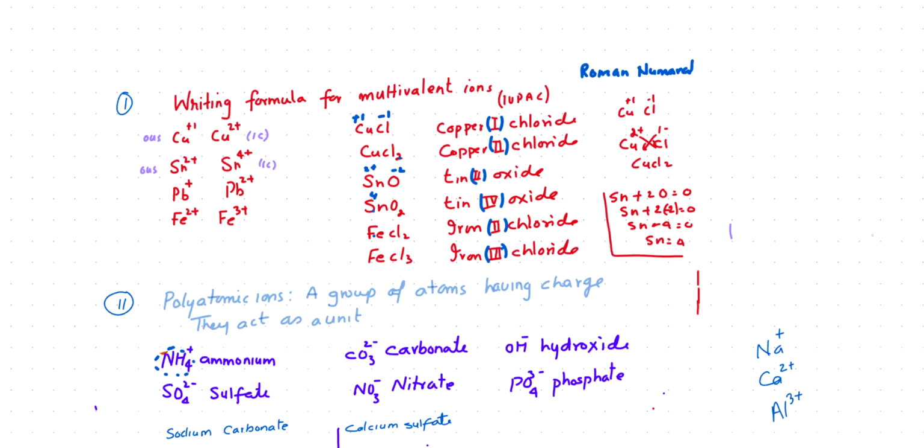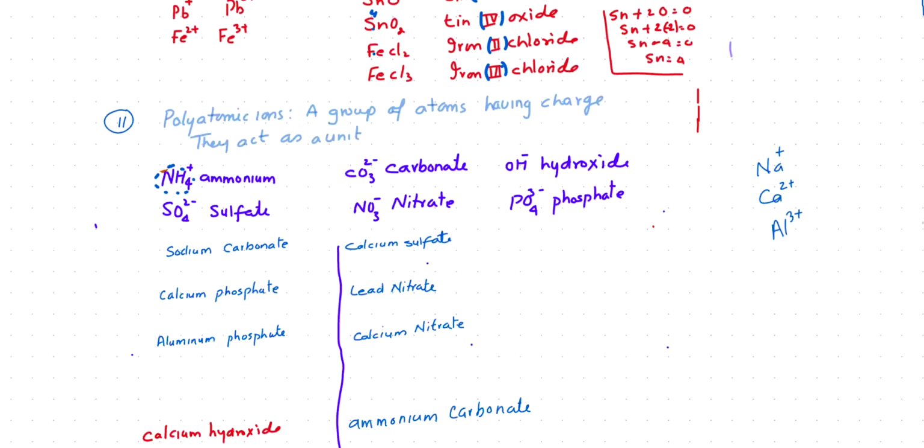Okay, next we'll go to polyatomic ions. So what are polyatomic ions? Polyatomic ions are groups of atoms having some charge. They act as a unit, so they are called polyatomic ions. For example, ammonium, NH4 with 1 positive charge. This positive charge is on the whole group of atoms, 1 nitrogen and 4 hydrogen. It is called ammonium ion. Similarly, CO3 with 2 negative charge is called carbonate ion.